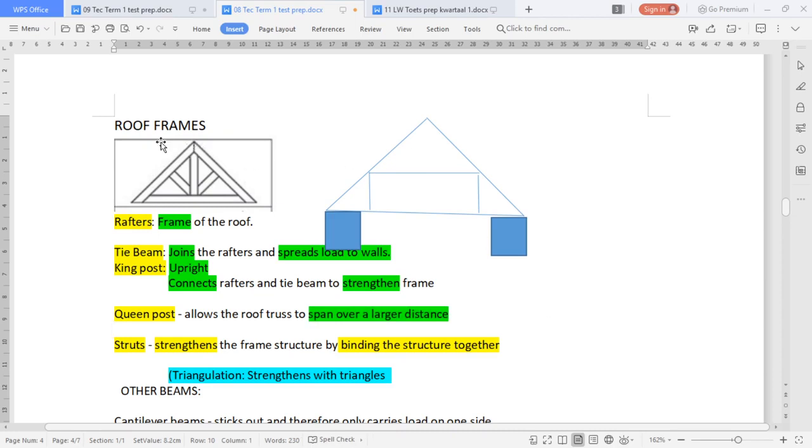So let's look at this picture here. We've got the rafters. Here we've got the tie beam at the bottom. The king post is standing upright, and the struts bind these together. In this structure of a roof, we've got a truss and a queen post, 2 queen posts.